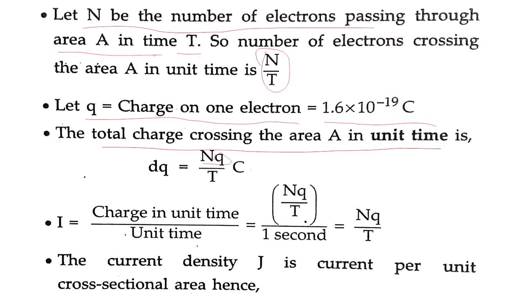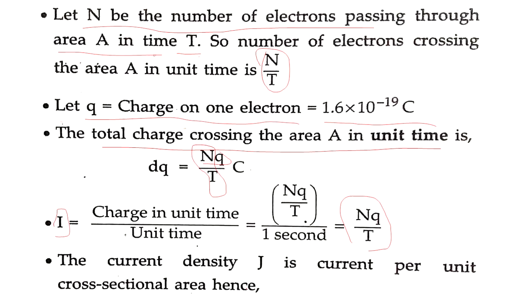So to calculate the total charge, N by T is the total number of electrons which pass the area of cross section A at time T. If you multiply that by the charge, you will get the total charge. So the total charge is equal to NQ by T. Now we want to calculate the total current, which is the charge divided by unit time. So NQ by T divided by 1 second is equal to NQ by T.